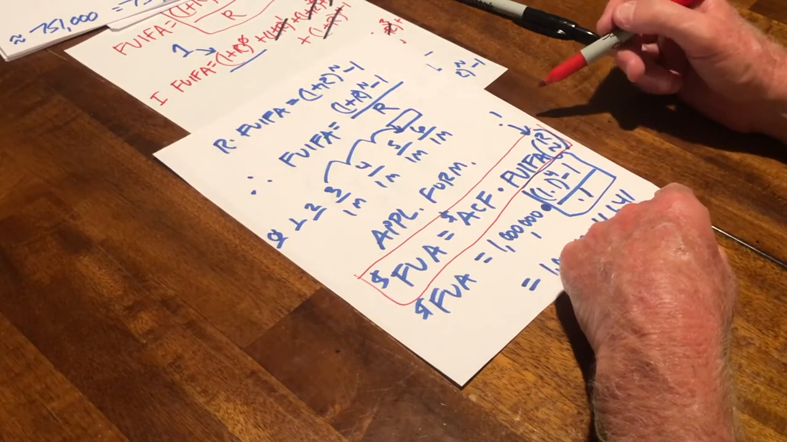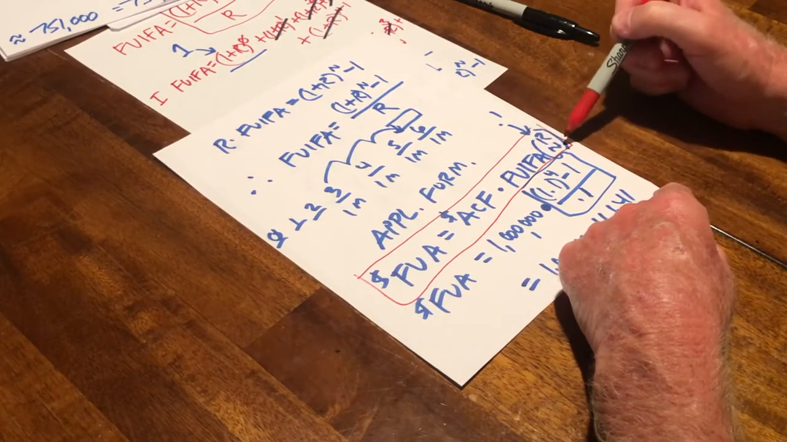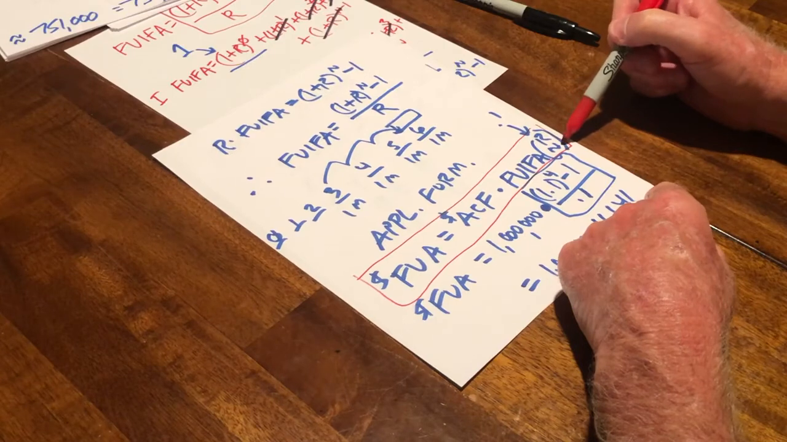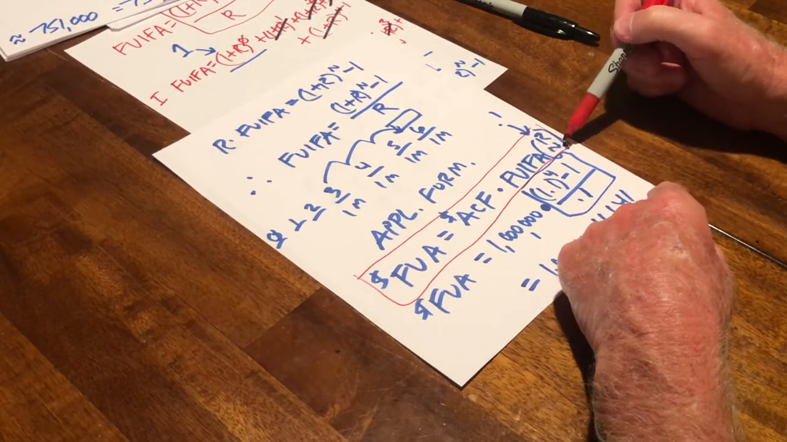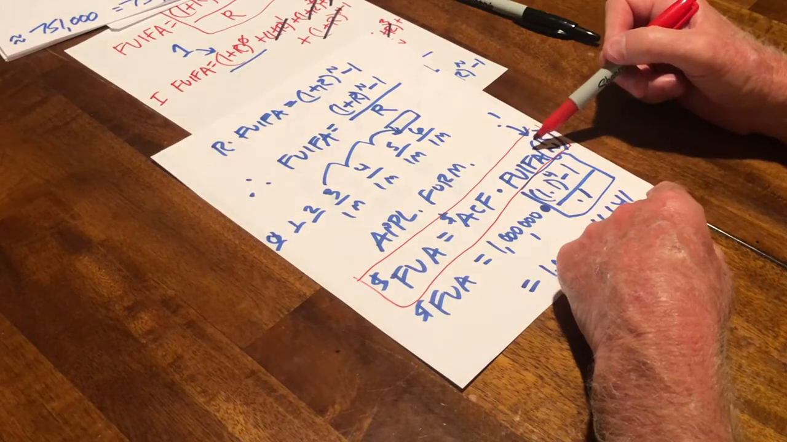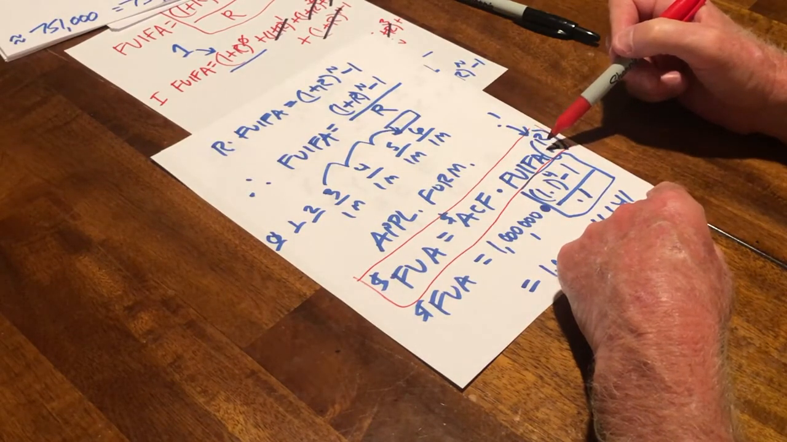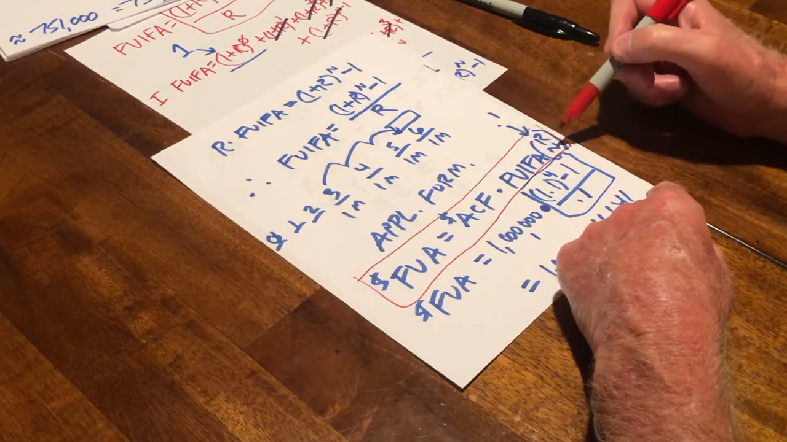Some review to this point. Whenever we use an FVIFA, the interpretation or the meaning of N associated with the FVIFA is the number of cash flows in the annuity. Also, whenever we use an FVIFA, it will always give us the value of our annuity as of the precise date of the last cash flow in the annuity. And that's all I have for now.